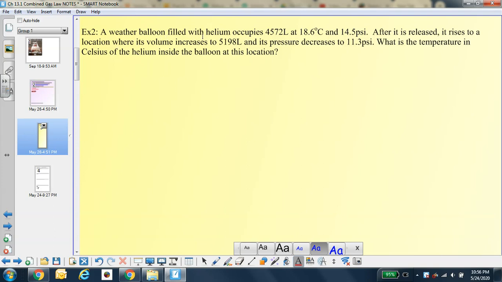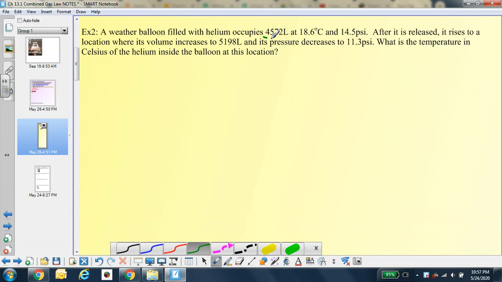A weather balloon filled with helium occupies 4,572 liters at 18.6 degrees Celsius and 14.5 pounds per square inch. After it is released, it rises to a location where its volume increases to 5,198 liters and its pressure decreases to 11.3 pounds per square inch. What is the temperature in Celsius of the helium inside the balloon at this location?